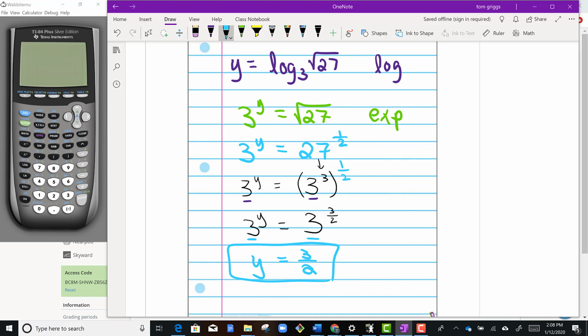And remember, calculator can be your friend to check your answers more than anything. If we press math, go and find log base, and we type in the original problem, log base 3, radical 27. Got to show work, but this is a good way to check our answer. We get 1.5, which is of course equivalent to 3/2.